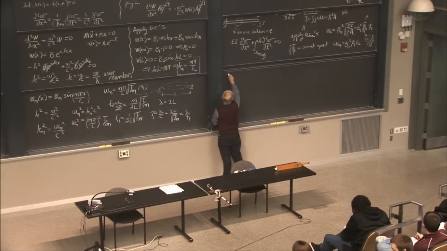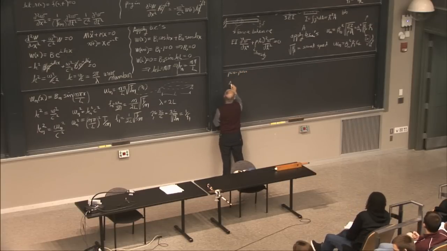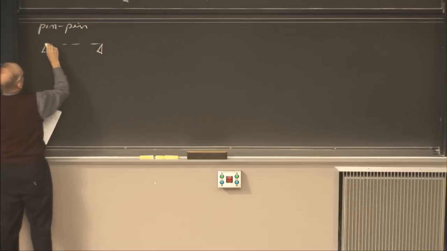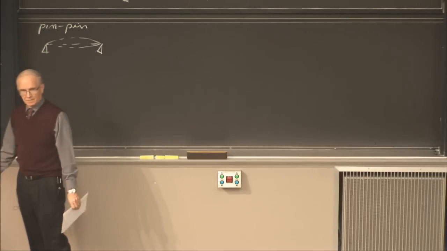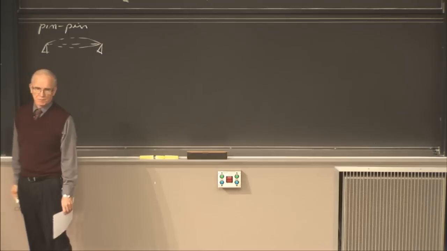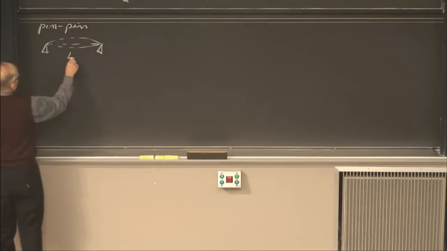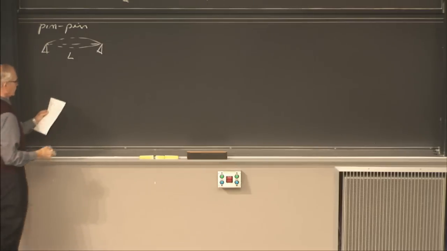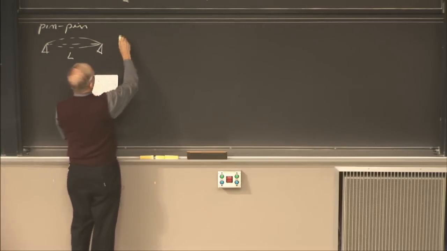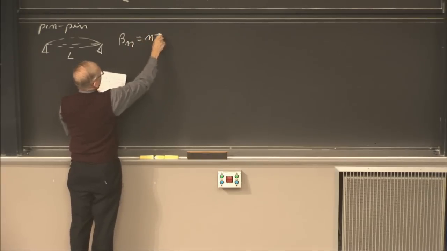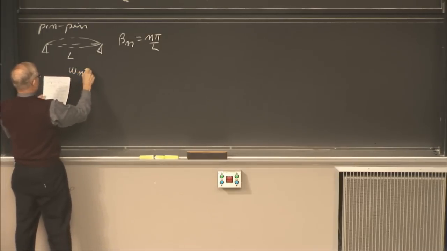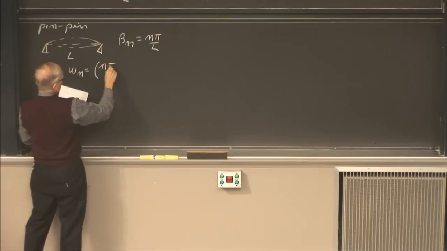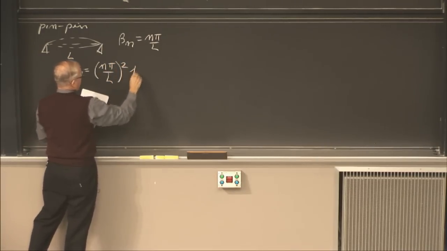So the pin beam looks like that. You put a plank across a stream, with rocks on both sides, you've got a pin beam basically. Sit there and rock. So some length L, has properties EI. The natural frequencies for a pin beam, the beta n's are just n pi over L. And so your natural frequencies, omega n, look like n pi over L, quantity squared, kappa CL.